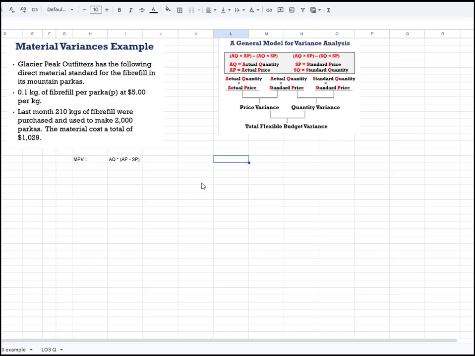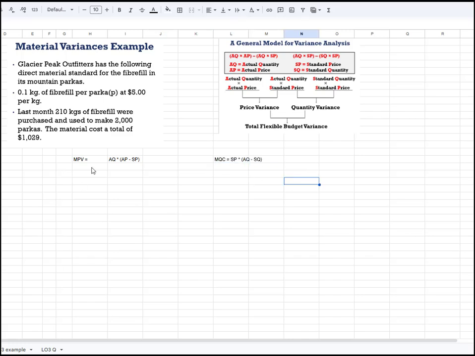Similarly, our material quantity variance is going to be equal to pulling out SP from both sides: SP times AQ less SQ. Holding the standard price consistent, what's the difference in the quantity that we actually used versus what we thought we were going to use?